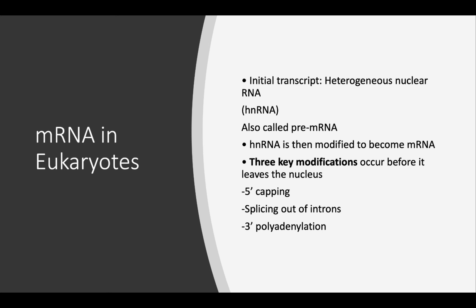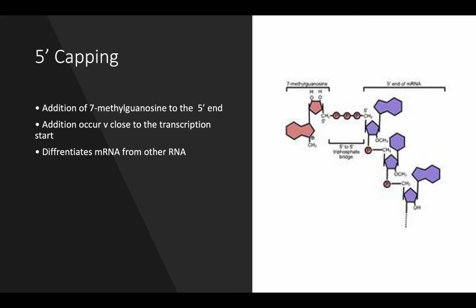There are three main modifications. The first is called 5' capping. So there is a modification at the beginning, a modification in the middle, and a modification at the end. The modification at the beginning is 5' capping. You put a 7-methyl guanosine on the 5' end of the messenger RNA.